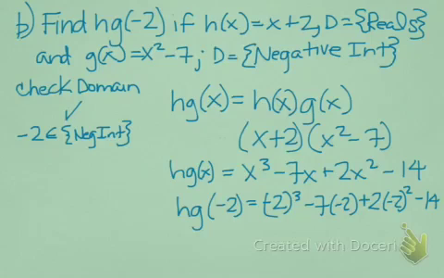So we get negative 2 cubed minus 7 times negative 2 plus 2 times negative 2 squared minus 14. So we end up with negative 8 plus 14 plus 8 minus 14. So when we add negative 8 and 8 we get 0, and when we add negative 14 and 14 we get 0, so the answer is 0.